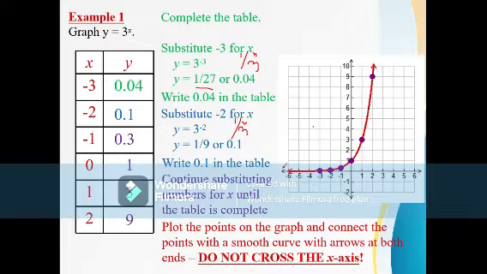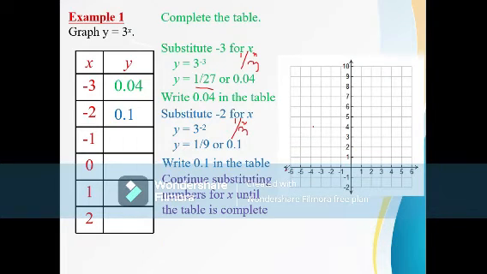Okay? After plotting the points, we are going to connect the points, and now we have this graph. Plot the points on the graph and connect them with a smooth curve with arrows at both ends. Always remember to place arrows on both ends, like this one. And do not cross the x-axis. Why should you not cross the x-axis? Because it is asymptotic to the x-axis, wherein y is equal to 0.